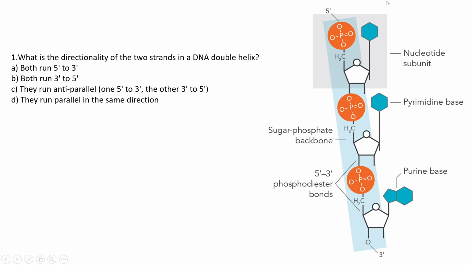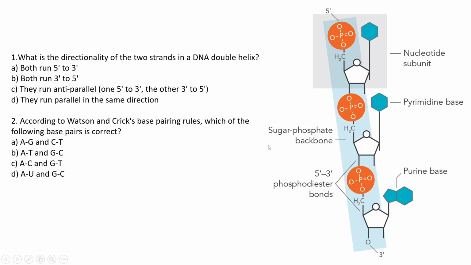And naturally, the DNA strand over here would run in the opposite direction, so anti-parallel to it. And this is a very easy question. So the Watson-Crick base pairing rules, which of these base pairs is correct?